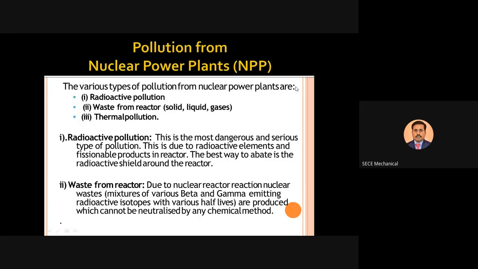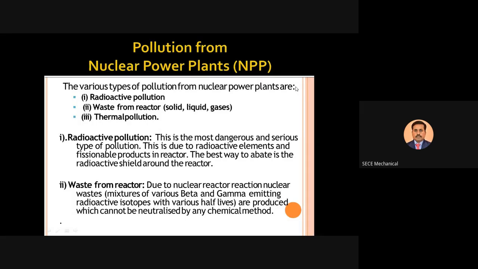Now, first we'll move to radioactive pollution. What is radioactive pollution? This is the most dangerous and serious type of pollution. Compared with a thermal power plant, this is very dangerous because the seriousness is high and it will create a high impact. That's why we have to give more importance to radioactive pollution.